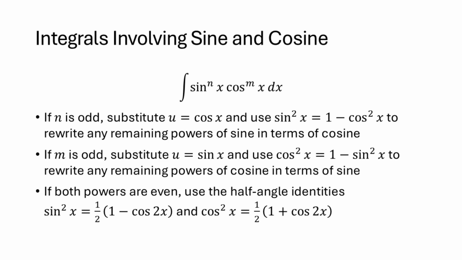If the power on the sine is odd, then we want to substitute u equals cosine x and use identities to rewrite our remaining powers of sine in terms of cosine. If m is odd, that is, if the power on the cosine is odd, we're going to substitute u equals the sine of x and use our identity and rewrite any remaining powers of cosine in terms of sine. If both powers are odd, then we can choose whichever way we want to do it, but if both powers are even, then we have to use half-angle identities.